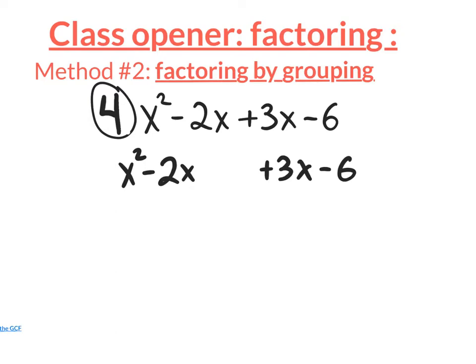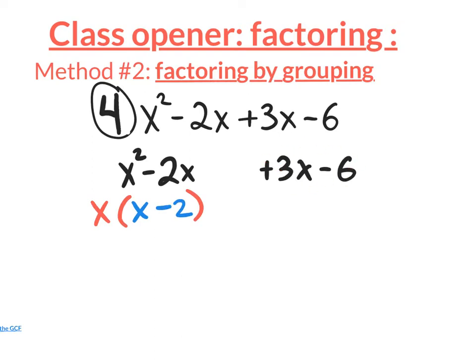Now let's look at the first group. I'm going to factor something out of this first group. Even if I can't factor, I'm going to try to factor out a 1. All right, I will factor out a 1, but I could factor something. What's in common? An x. So ladies and gentlemen, if I pull out that x, what would be left? An x minus 2.